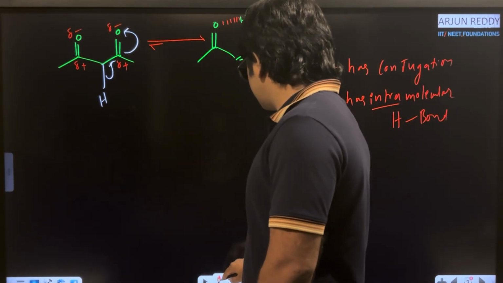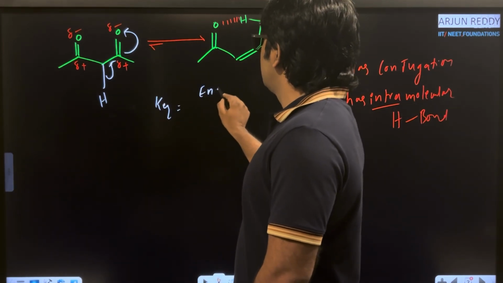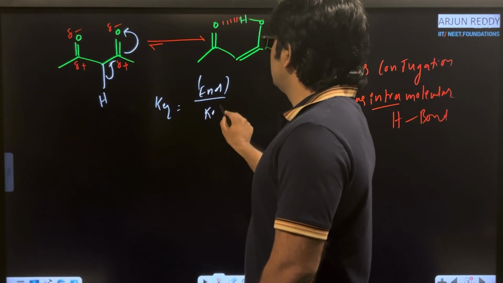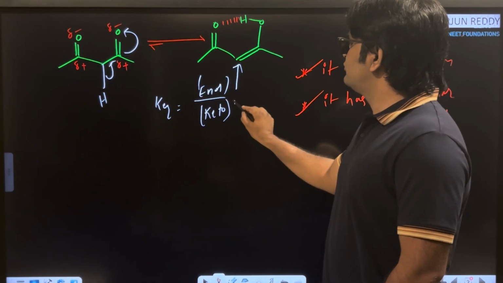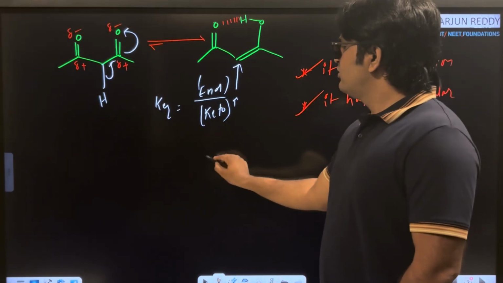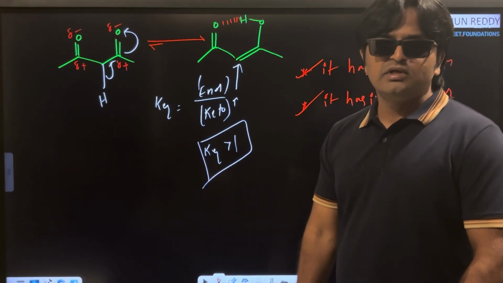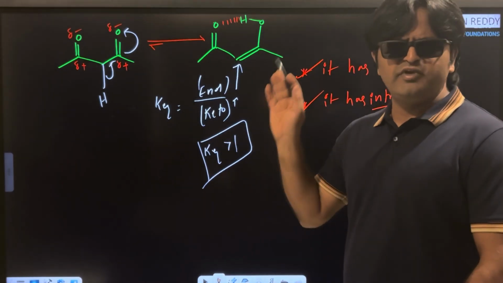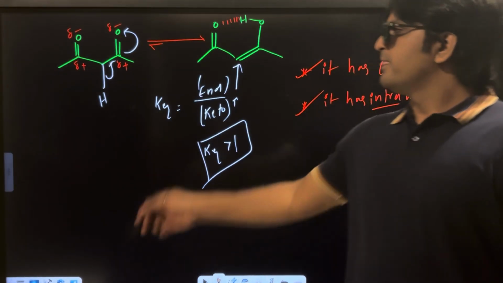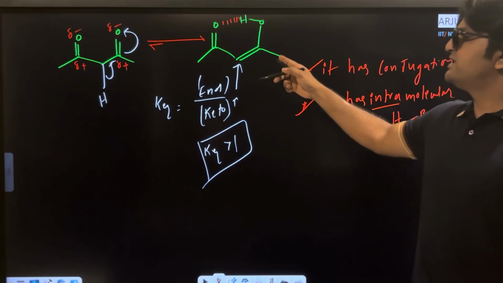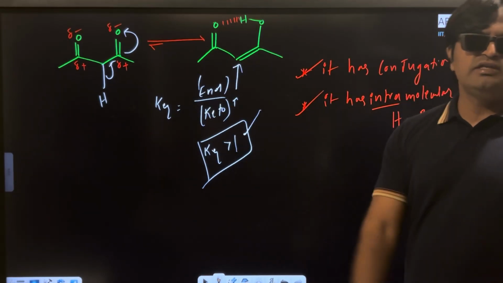And if you are going to express that equilibrium constant value, equilibrium constant equals concentration of enol by concentration of keto form. And we know that here concentration of enol is more when compared to keto. That's why what is the equilibrium constant value? Greater than 1 or less than 1? Exactly, it is greater than 1. Okay, so very, very important. In case of 1,3 dicarbonyl compounds, enol form percentage is more when compared to keto form at equilibrium. That's why equilibrium constant value is greater than 1.